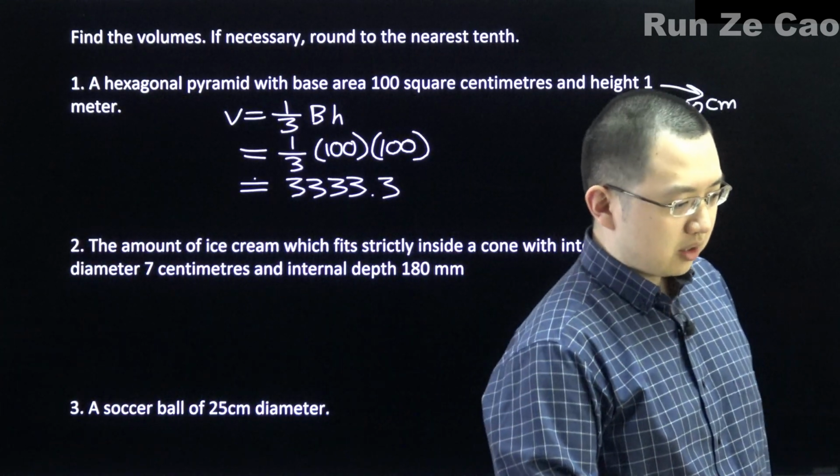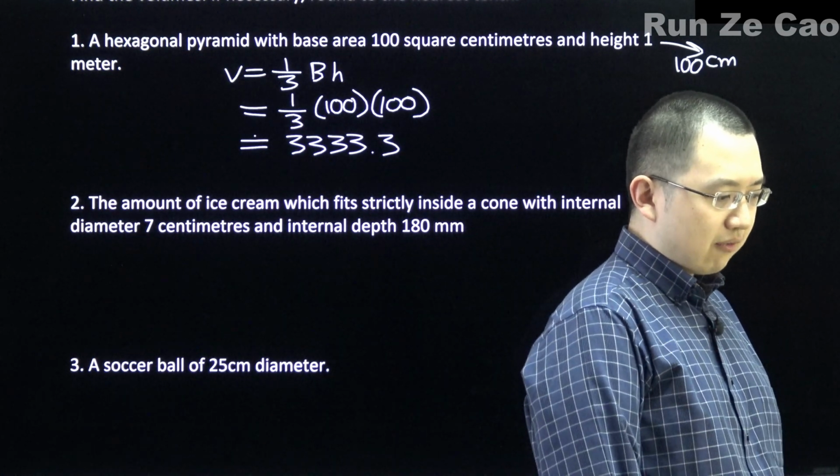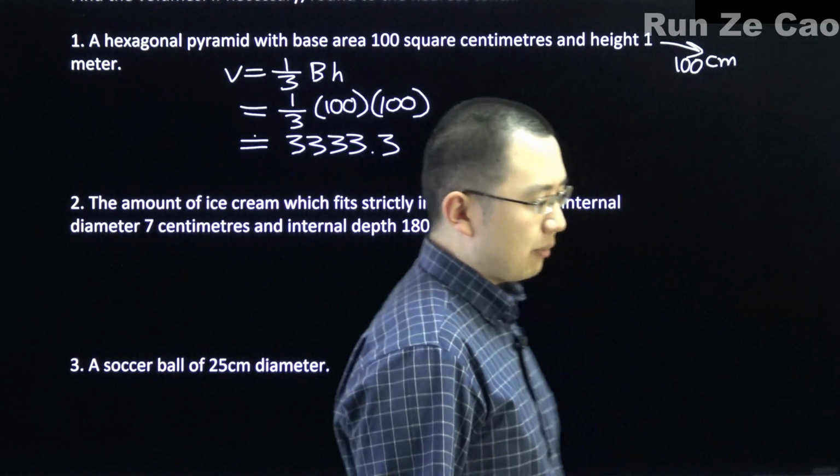The amount of ice cream which fits strictly inside a cone with internal diameter 7 centimeters and internal depth 180 millimeters.